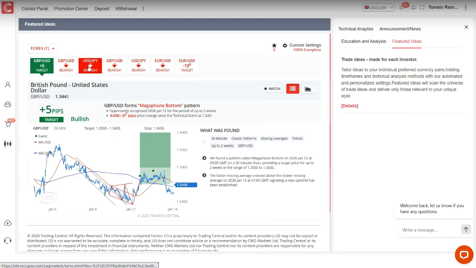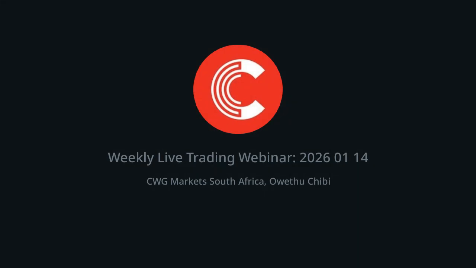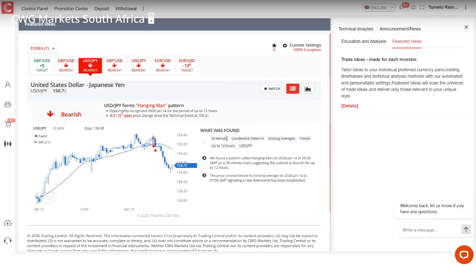Let's take another example here. We've got USD JPY, which is a bearish signal, which is a signal to sell. Again, this is found in the 30-minute time frame. It tells you what pattern was found, as well as what time frame and what indicators were used, and it explains to you the actual pattern as well as which moving average was used in this analysis.